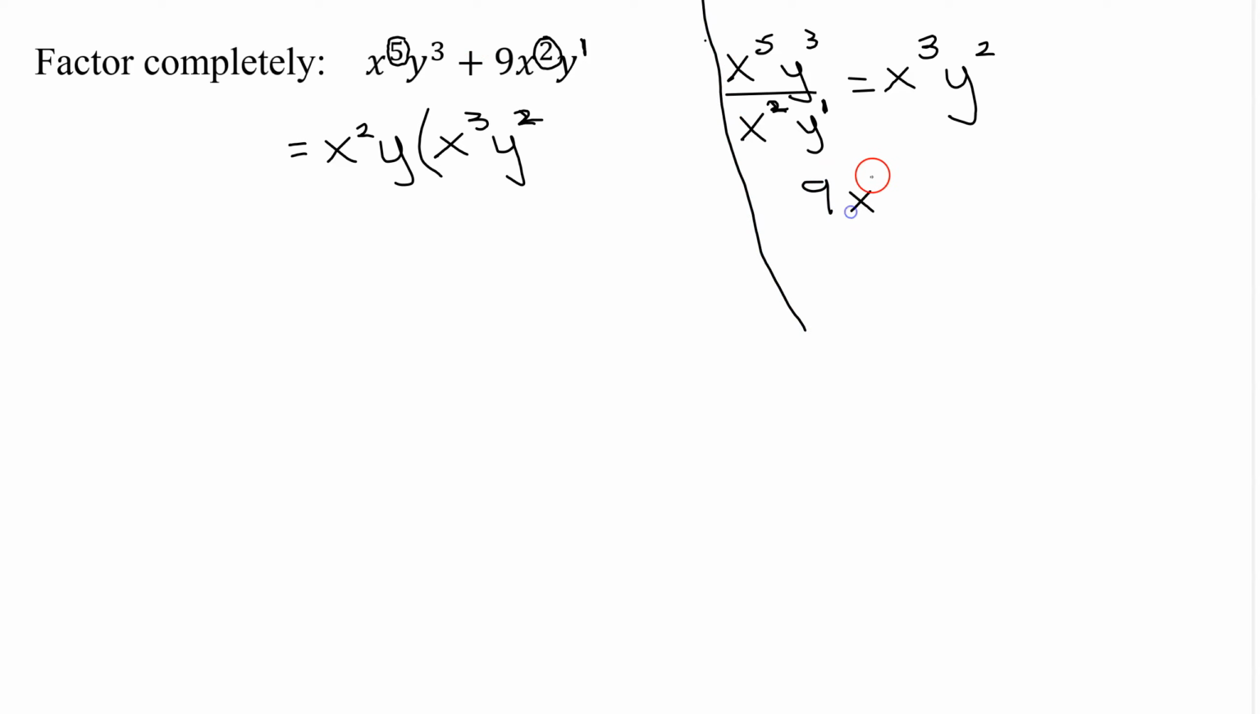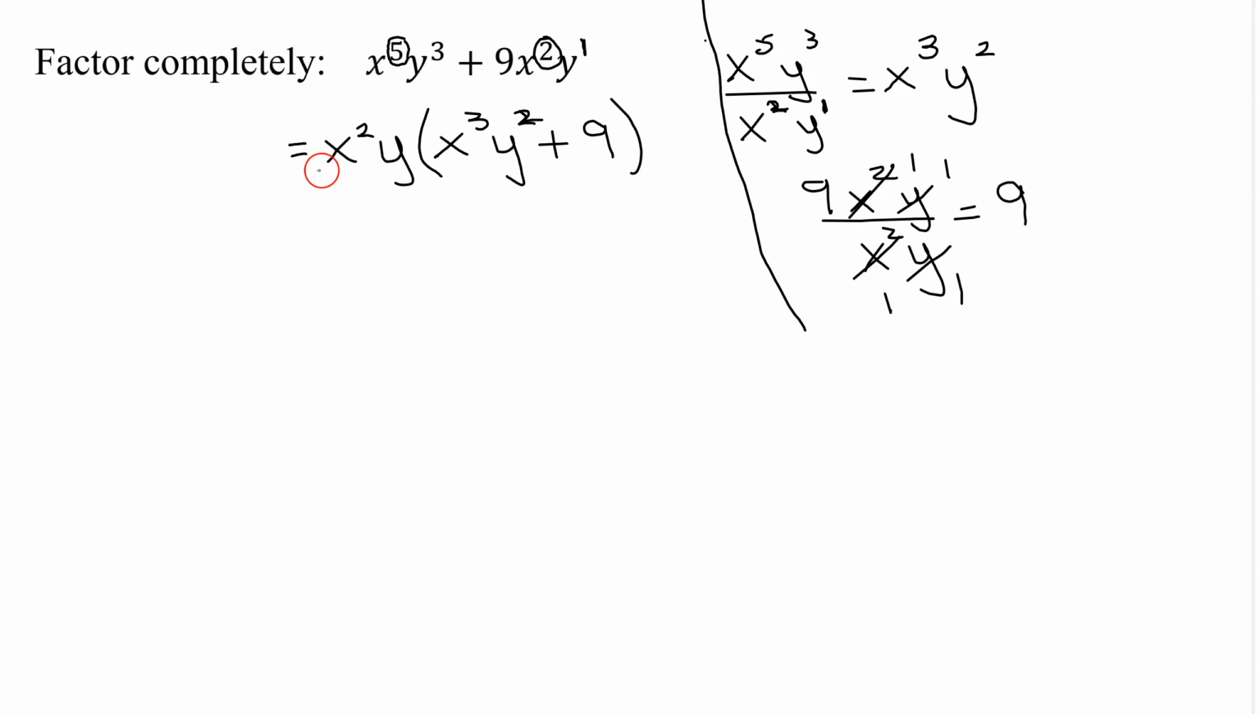Now I'm going to do the same for the second term. I have 9x squared y, and I'm going to divide it by my common factor of x squared y. Well, the x squareds reduce, the y's reduce, so I get left with 9 times 1 over 1, which is just 9. So I just have plus 9 as my second term.